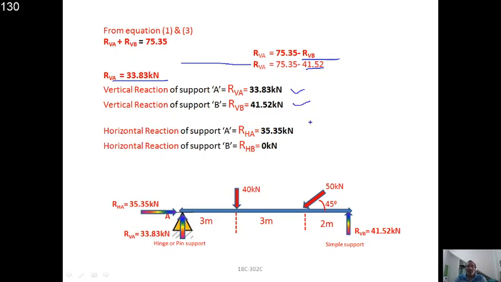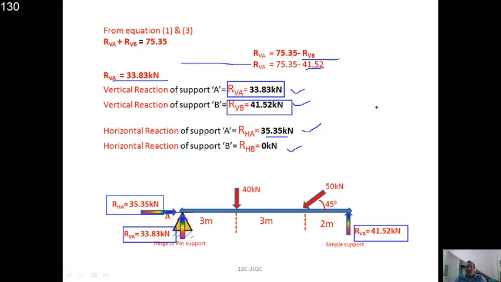So list out all the values you find out and then show them in the figure. So RHA, which is very important in this particular problem, RHA is 35.35 kilonewtons, whereas RVA is 33.83. So this is 33.83 in the vertical direction, right? RVB is 41.52, this is 41.52 kilonewtons, right? So this is the representation of the forces, and finally all the forces have been represented.